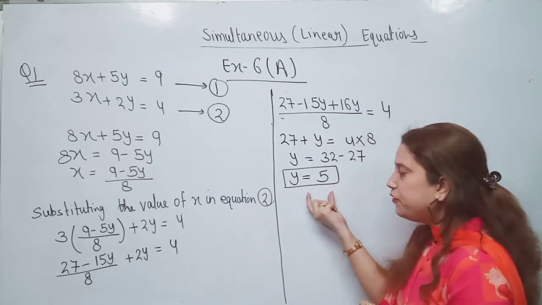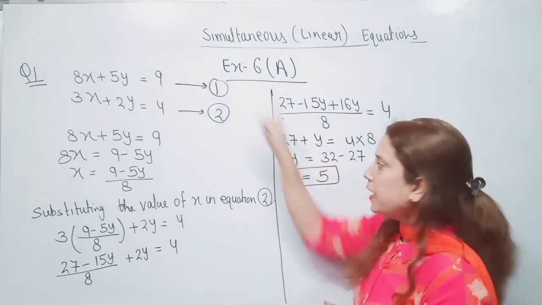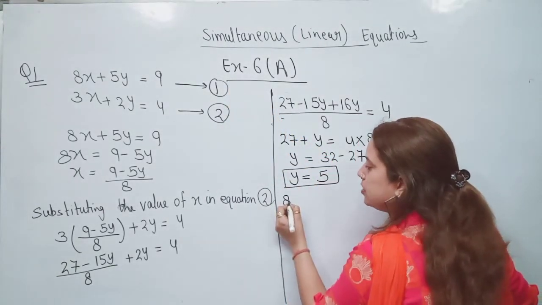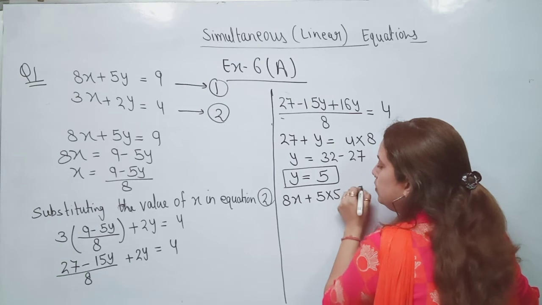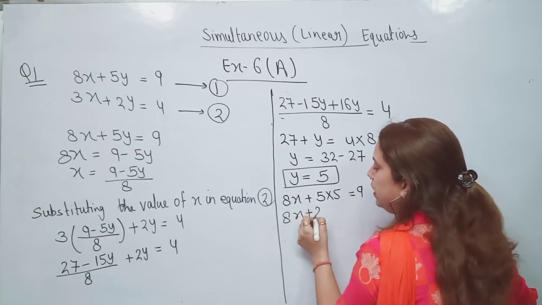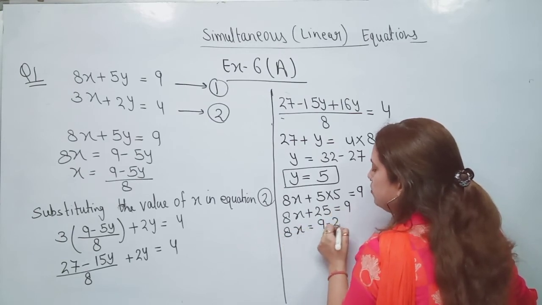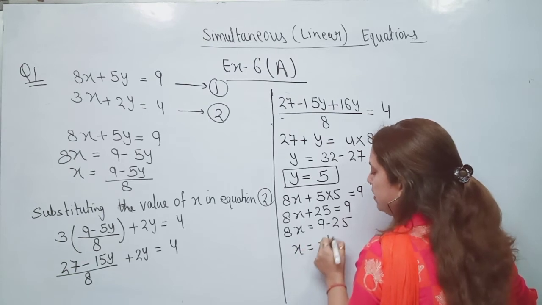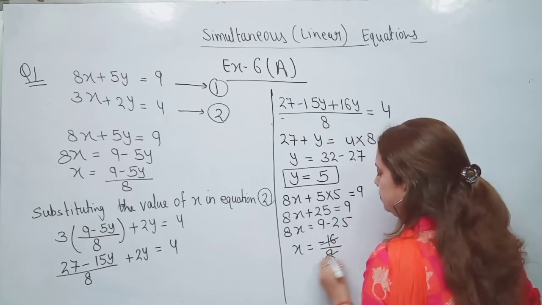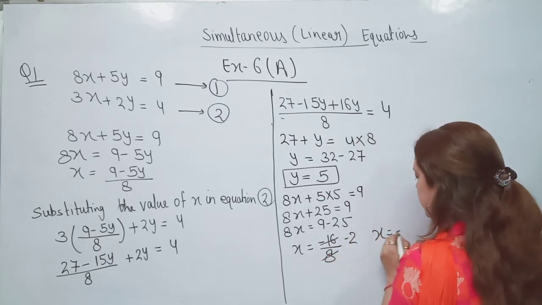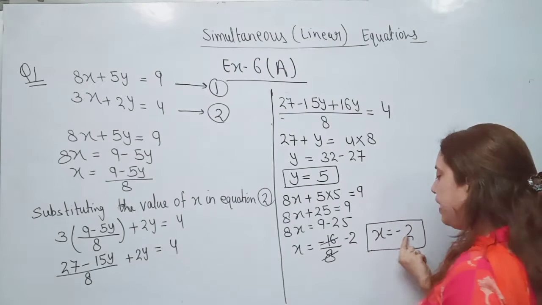After finding the value of y, we will put the value of y again in equation first. So it will be 8x plus 5 into 5 is equal to 9. So 8x plus 25 is equal to 9. 8x is equal to 9 minus 25. X is equal to minus 16 upon 8. So the value of x is minus 2. Okay beta, value of y is 5, value of x is minus 2.